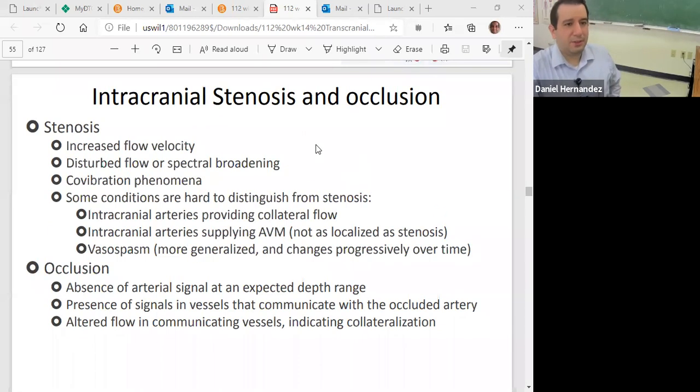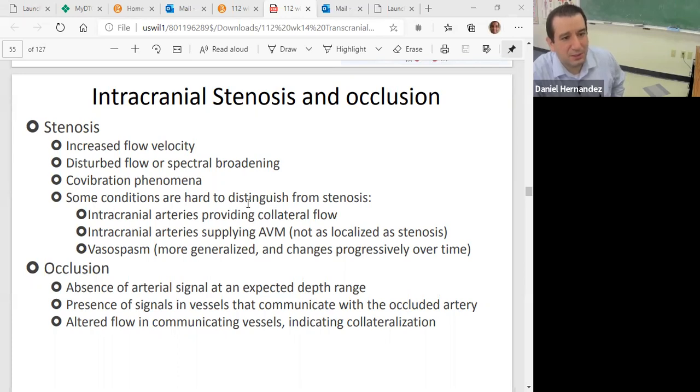So intracranial stenosis and occlusion. Stenosis, we know, shows an increased flow velocity. So we have increased velocities at a stenosis, as well as disturbed or turbulent flow. And that turbulent flow is demonstrated by spectral broadening. We can also have something called a co-vibration phenomenon. We'll see that a little bit further down in our slides.